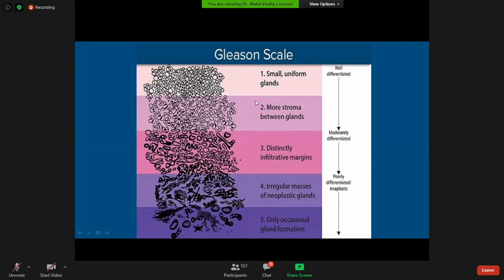So this is the Gleason scale: well differentiated, moderately differentiated, and poorly differentiated. The small uniform glands with more stroma between glands are the well differentiated. Distinctly infiltrating margins are the moderately differentiated. The poorly differentiated is an irregular mass of neoplastic glands with only occasional gland formation.